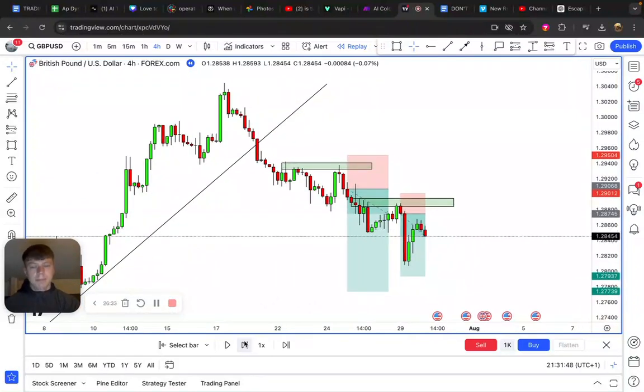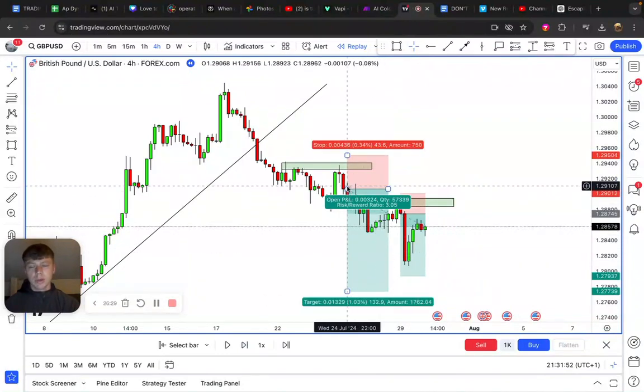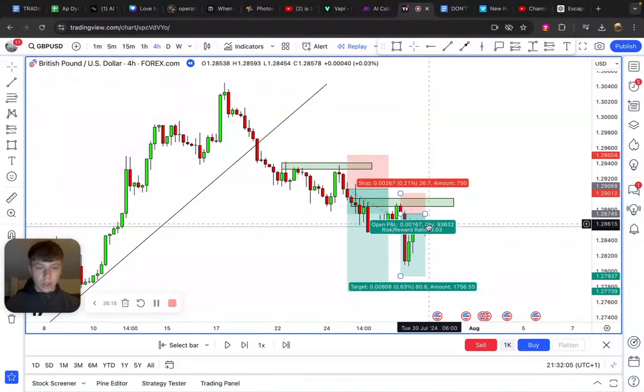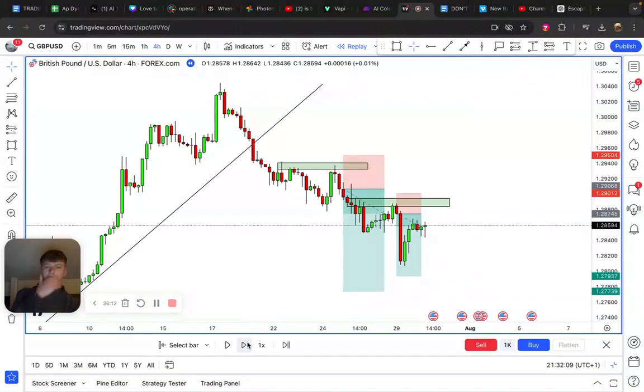So again, we've had a similar scenario happen here. We've had this bearish move down. We've had the retracement, the exhaustion phase. Again, we've had the continuation of the bearish move with the exhaustion within the market. Let's keep going. Let's see what happens.